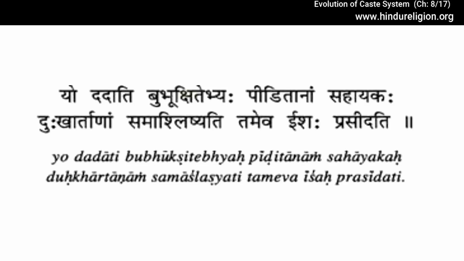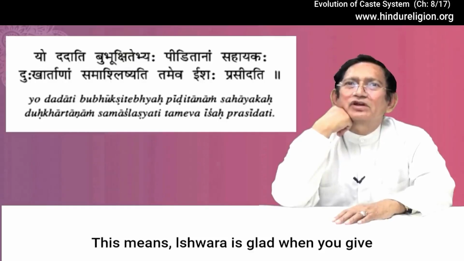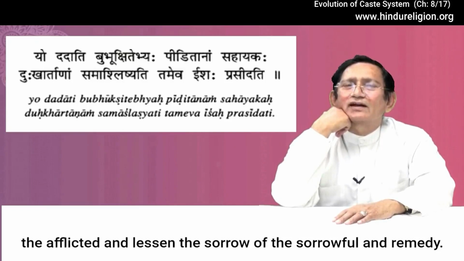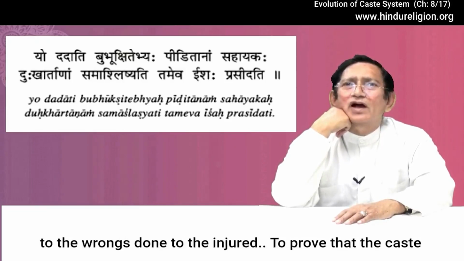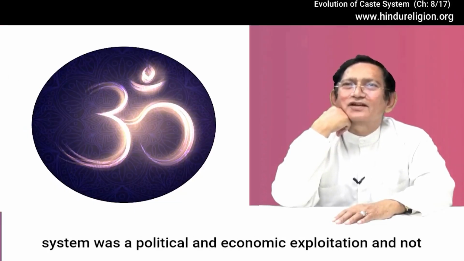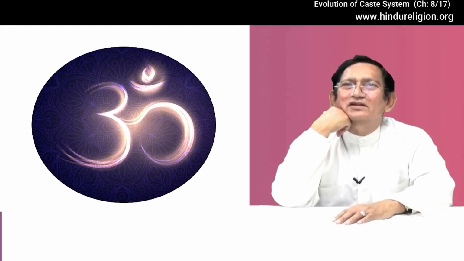This means Ishvara is glad when you give joy to a human being, when you feed the hungry, when you help the afflicted and lessen the sorrow of the sorrowful and remedy the wrong done to the injured. To prove that the caste system was a political and economic exploitation and not a religious matter, a look at Bengal, India is revealing.